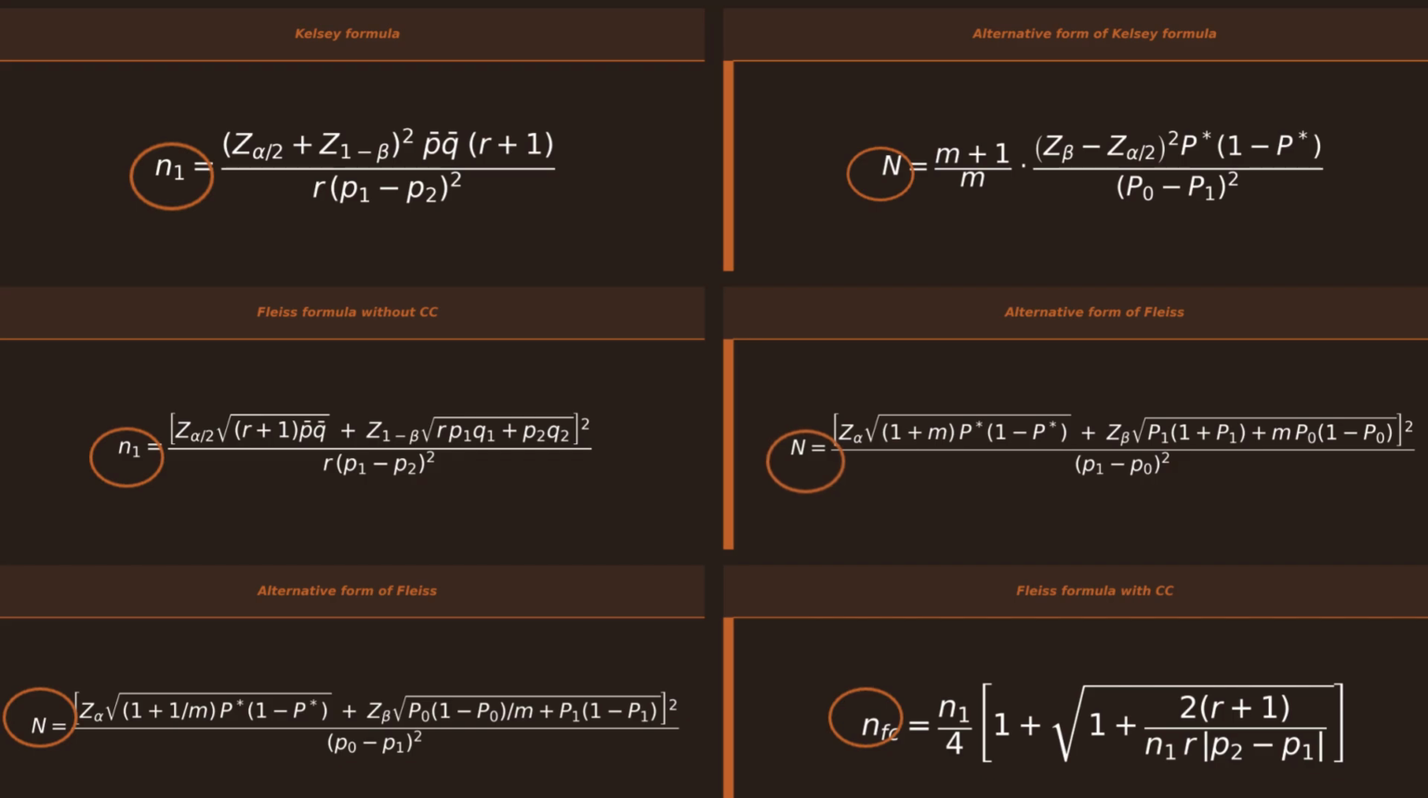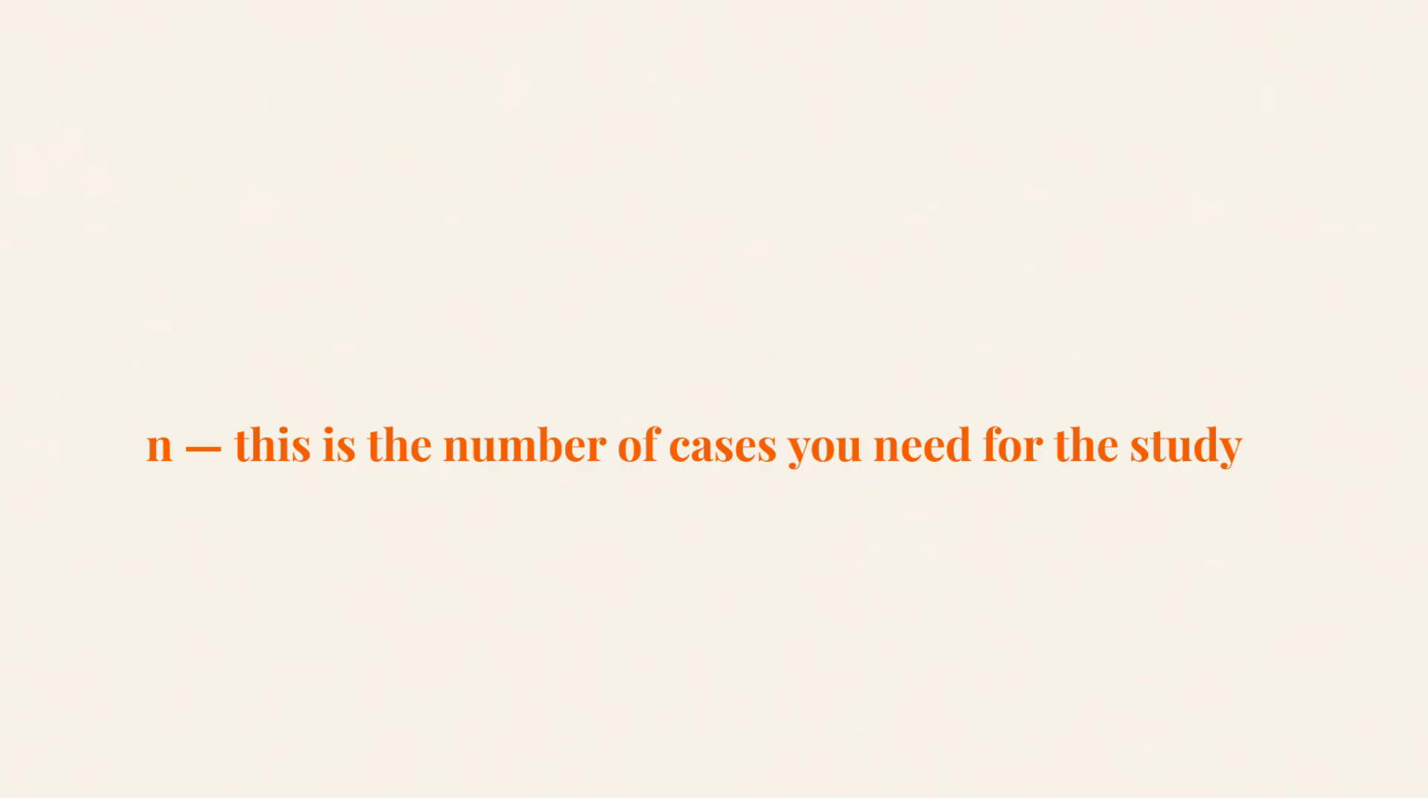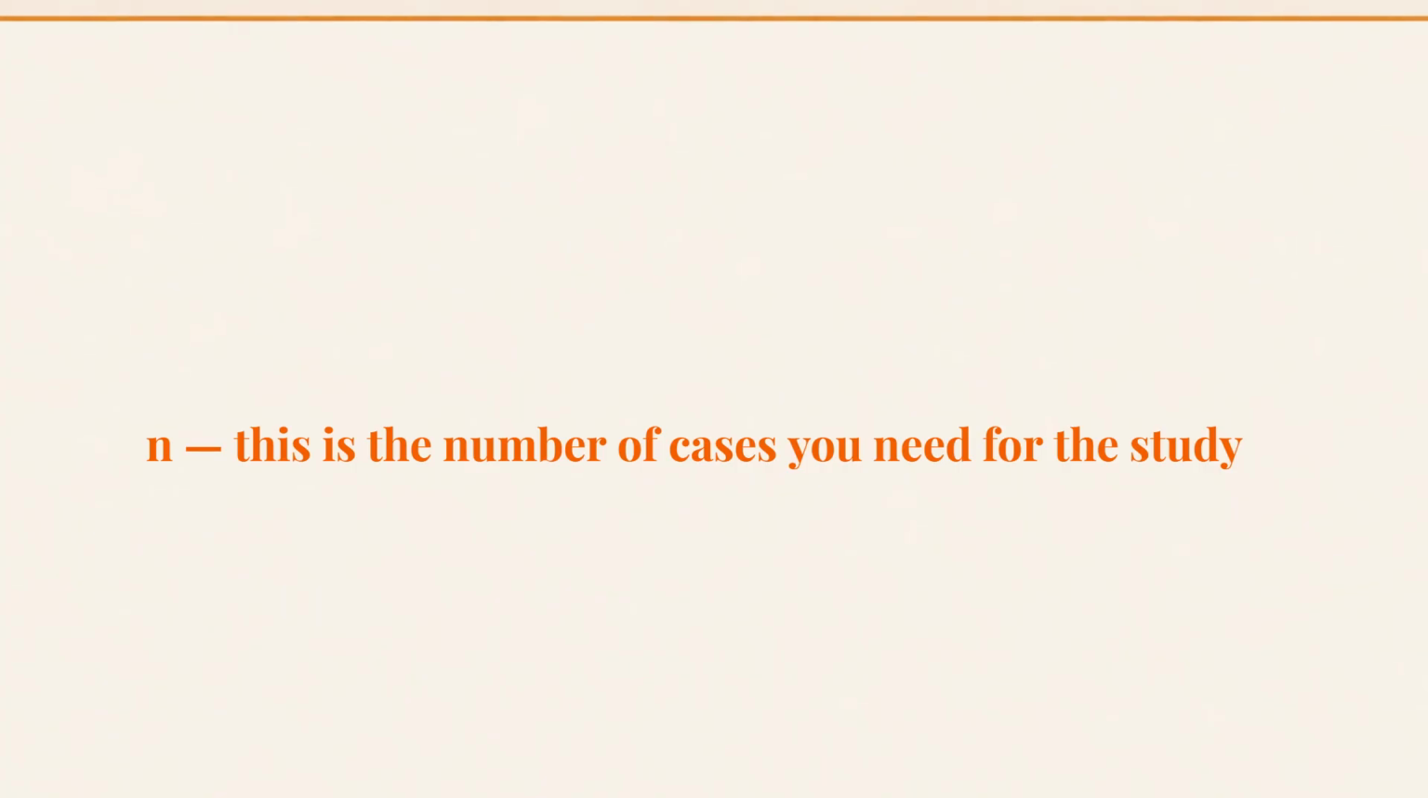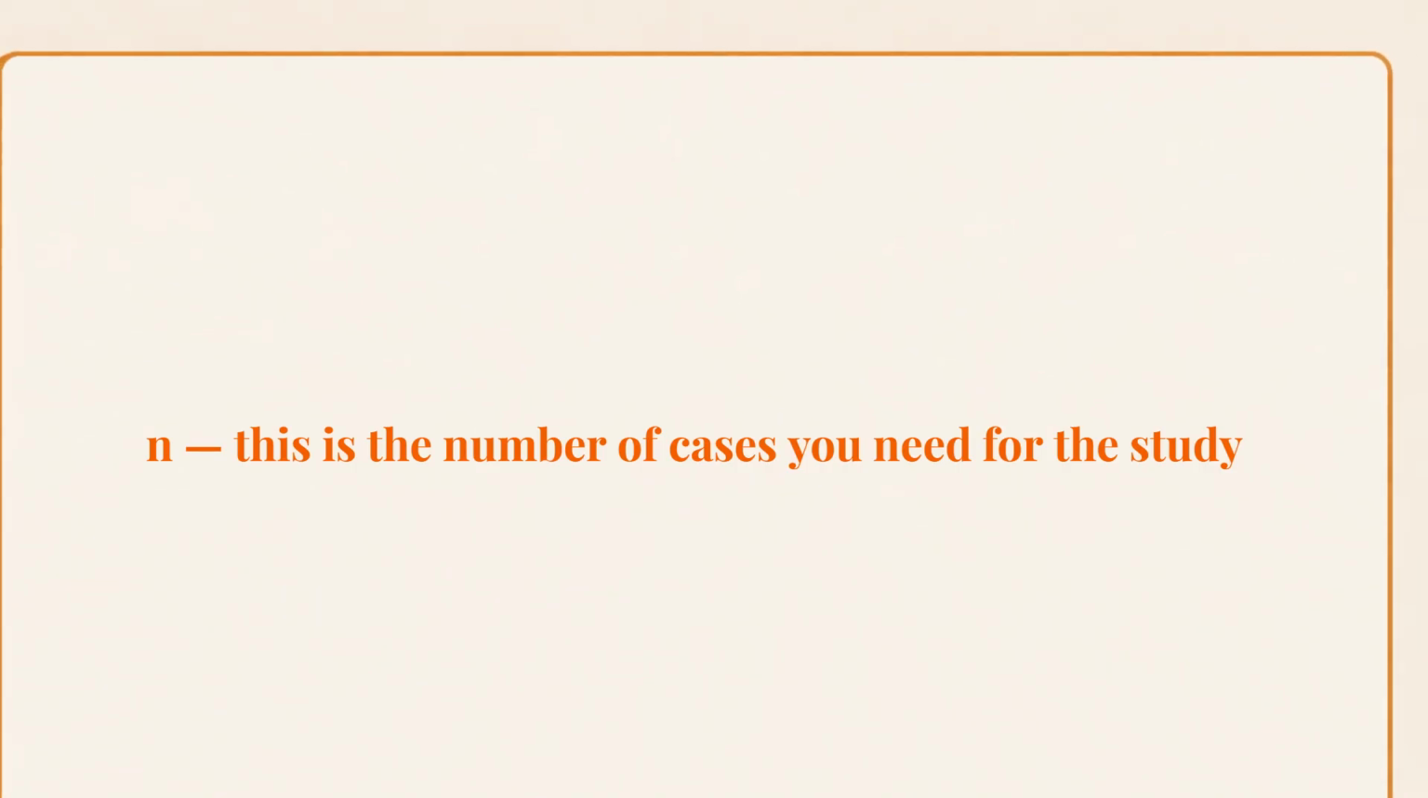Now, the n in this formula is the sample size. That is what we are trying to determine. We don't know yet what our sample size is going to be. So the n is the number of cases you need to conduct the study. Now the next variable is your Z alpha.